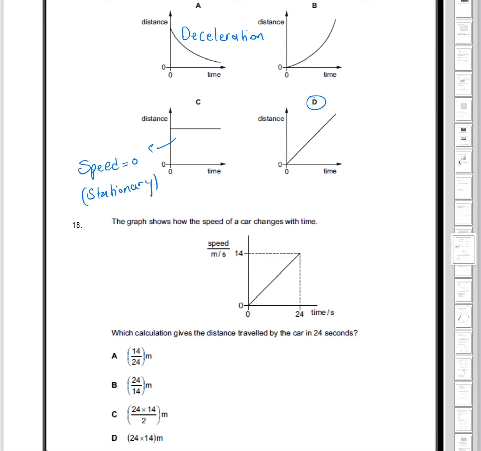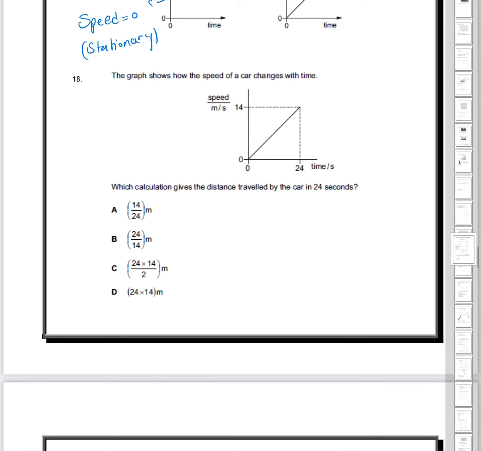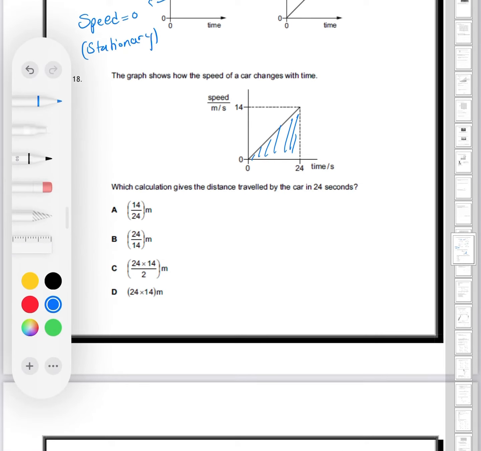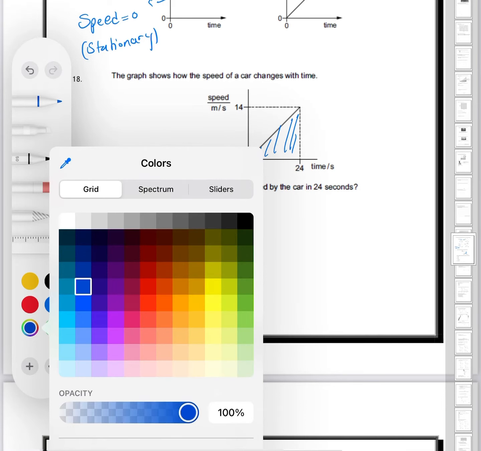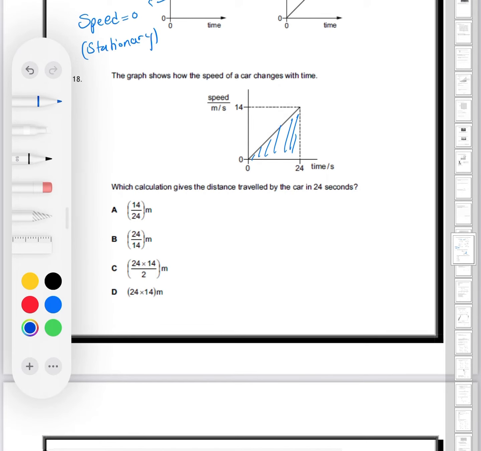Let's take a look at number 18 now. It says the graph shows how the speed of a car changes with time. Now, notice that in the first question that we did, we said the area below a speed time graph shows us the distance. So here, the distance is simply going to be the area below this graph. And since this is a triangle, we know that the area of a triangle is equal to base times height divided by 2. Here the base is 24 multiplied by the height, which is 14, divided by 2.